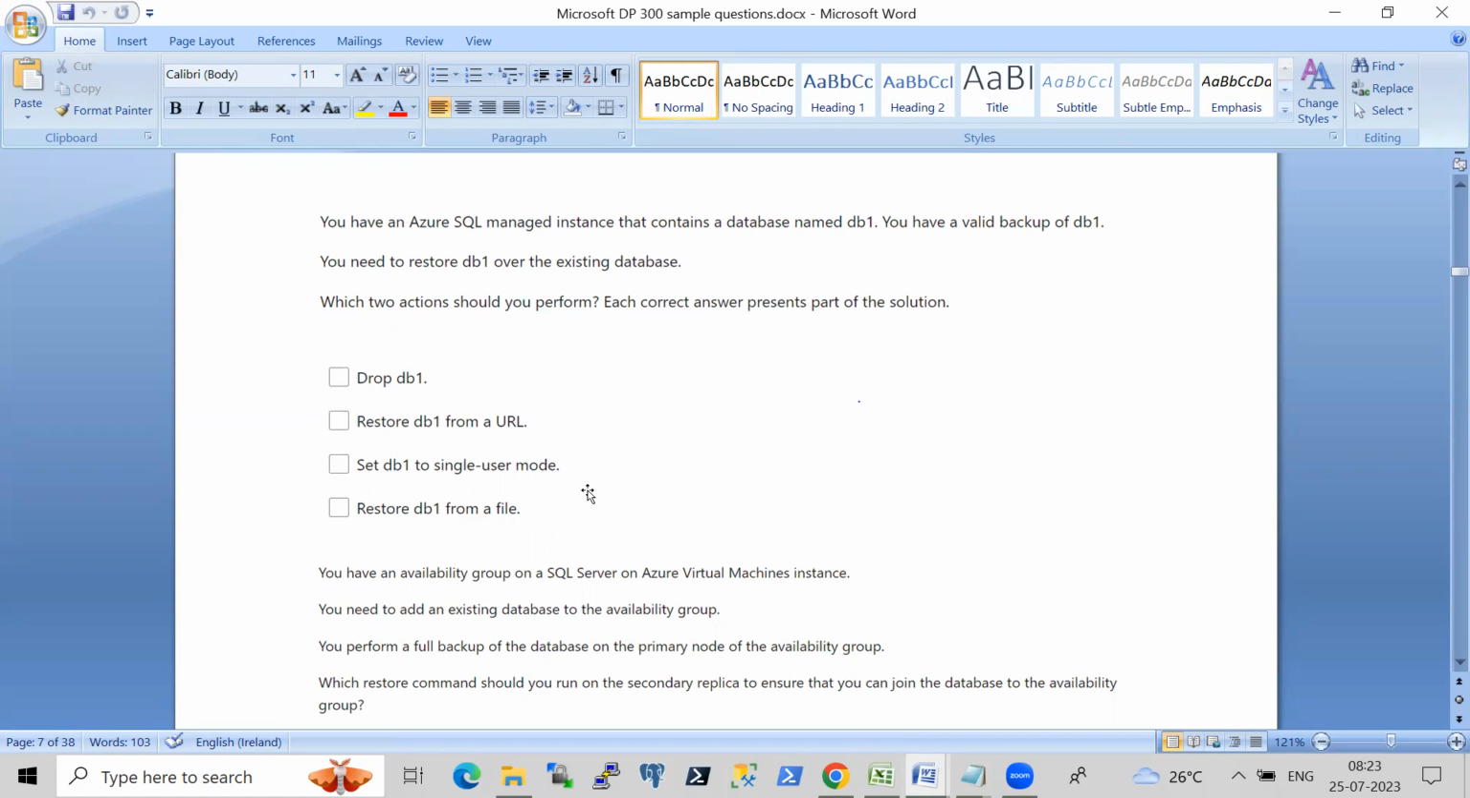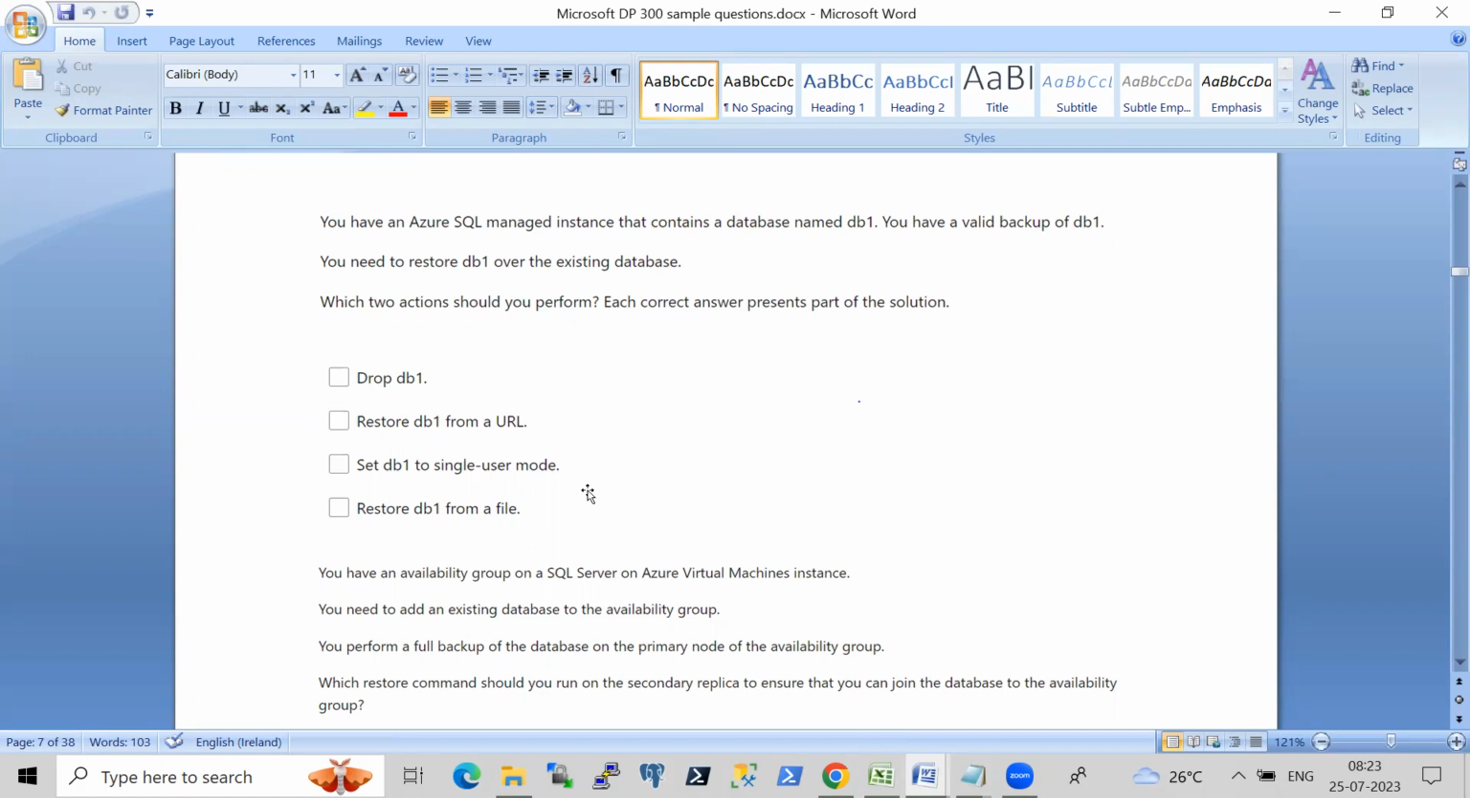I think I need to test single user mode. I'm not quite sure because sometimes I might get confused with these options. But in general, if it is MI, you can't take the database to offline state. You can't override the database. For sure, I can say about this too.